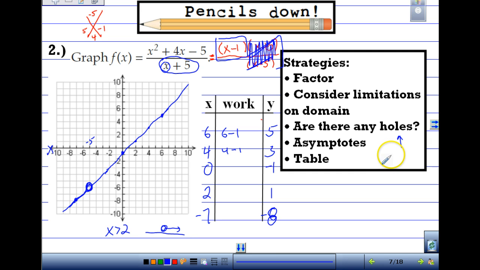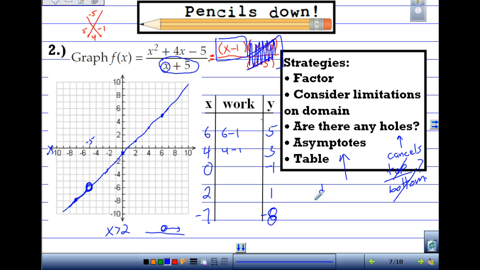This question is, does anything cancel on the top and bottom? That's the hole. So here, x plus 5 canceled on top and bottom, so x equals -5 was the hole. And here, okay, that's anything left on the bottom.